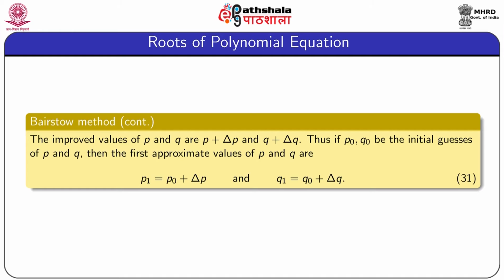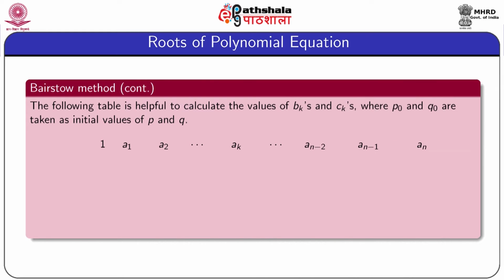Now, if p0 and q0 are the initial guesses for the unknown quantities p and q, then the first approximate values of p and q are p1 equal to p0 plus delta p and q1 equal to q0 plus delta q. So, this is the iteration scheme to find the first approximate values p1 and q1. The following table is very useful to calculate the values of bk's and ck's, particularly for hand calculation.